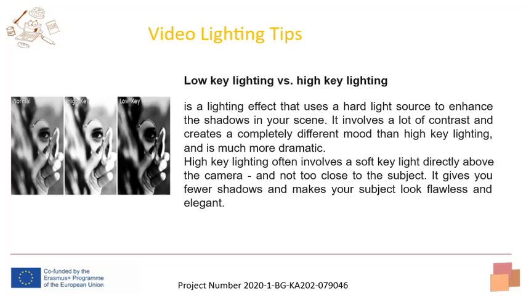Low key lighting. Low key lighting is a lighting effect that uses a hard light source to change the shadows in your scene. It involves a lot of contrast and creates a completely different mood than high key lighting, and is much more dramatic. High key lighting often involves a soft key light directly above the camera and not too close to the subject. It gives you fewer shadows and makes your subject look lightly and elegant.